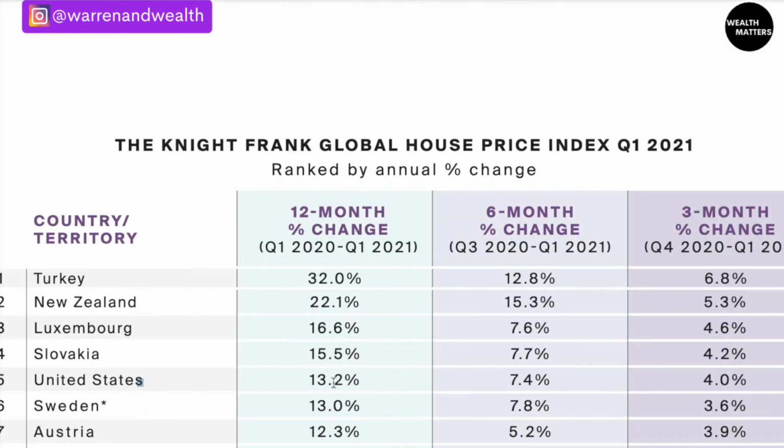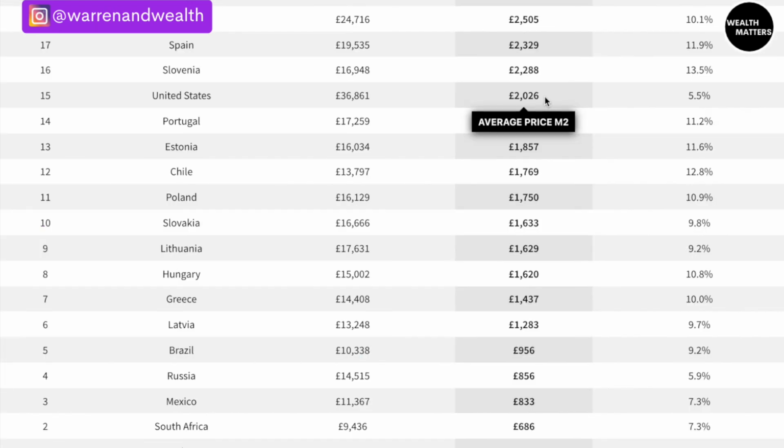And then lastly, let's look at the United States of America. The average price of a property per square meter in the USA is £2,026 compared to £3,794. So very similar to Slovakia, a little under half the price of property in the UK.